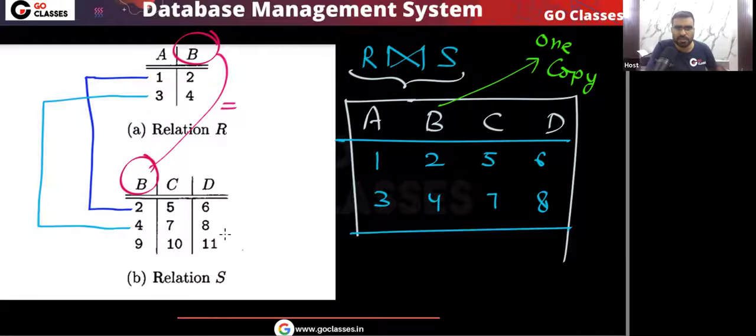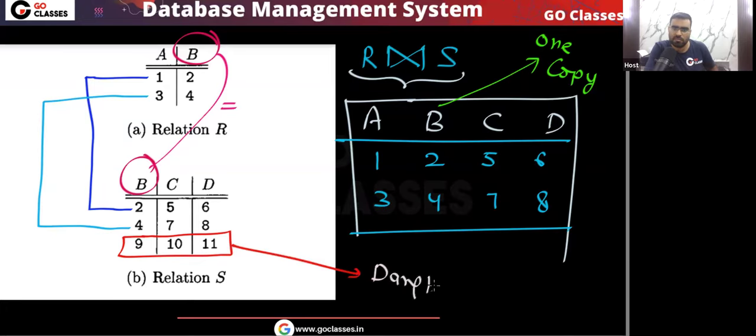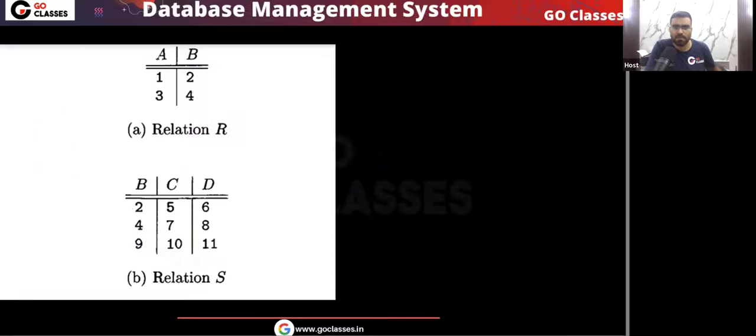And what are dangling tuples? Please tell me. Here, this is the dangling tuple, because this is not pairing with anyone. This is not matching with anyone, so this is a dangling tuple. Is this clear? Did you understand what is natural join?